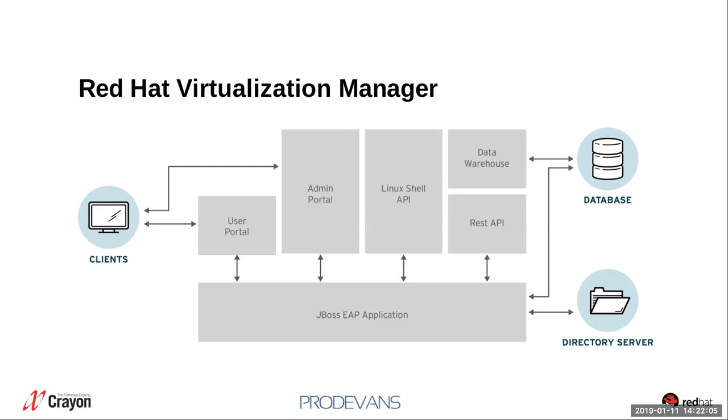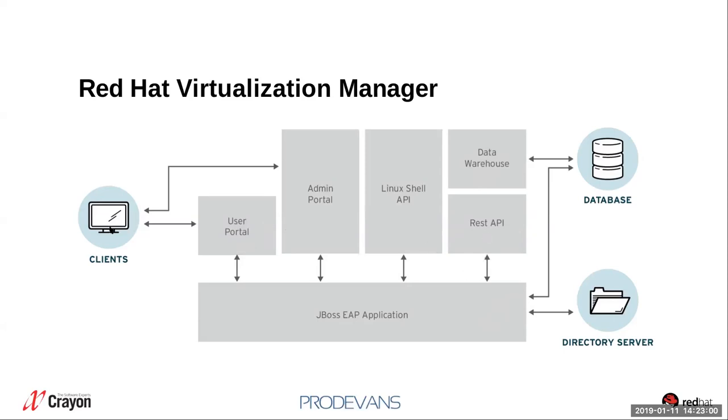But behind the scene, this application is running on the JBoss EAP application. So on top of that, this application is running. If we want to integrate LDAP with virtualization, this directory services, like, we want to add AD Active Directory or LDAP services, we can integrate this with the JBoss EAP application, and this JBoss EAP application is connected with the database to manage all the services. And you can see this database is also communicating with the data warehouse. Okay, so this is the complete architecture.